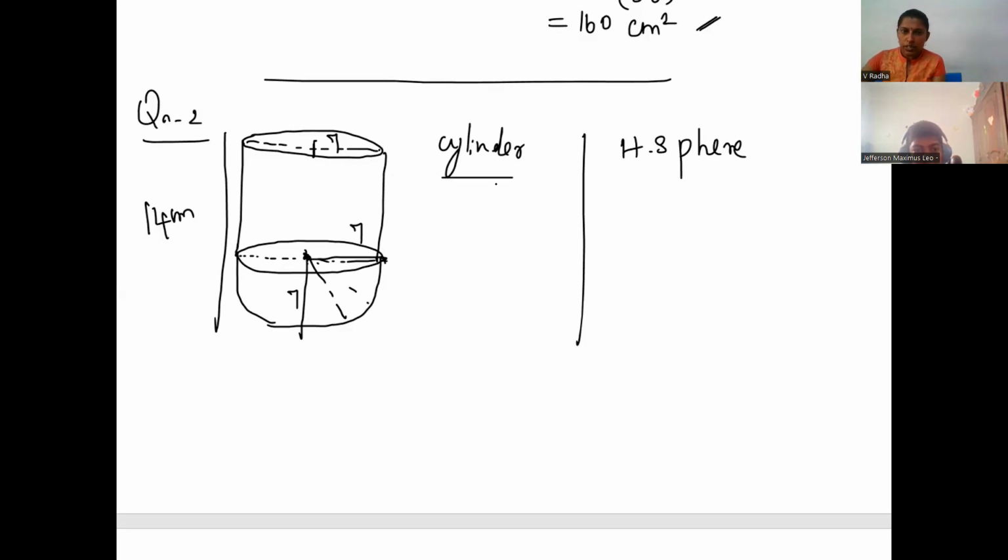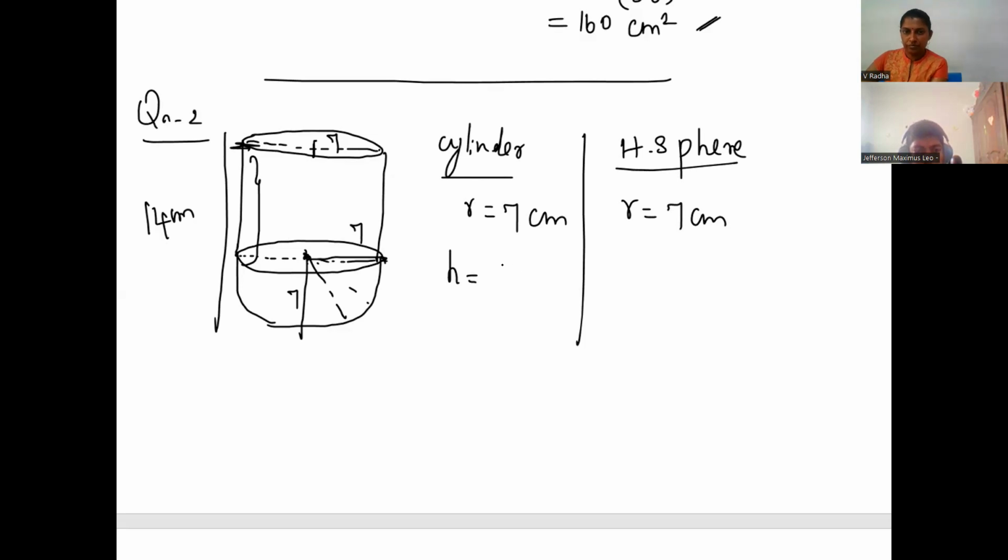So the cylinder has a radius 7. The hemisphere also has a radius 7. Okay, ma'am, 7 centimeter. But in a cylinder, the full height is 14, so we need this one now. So what is the height of the cylinder?